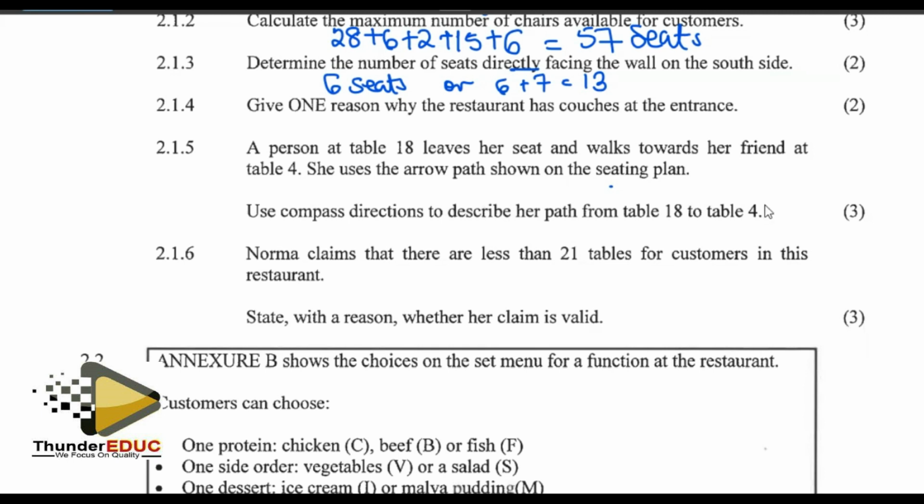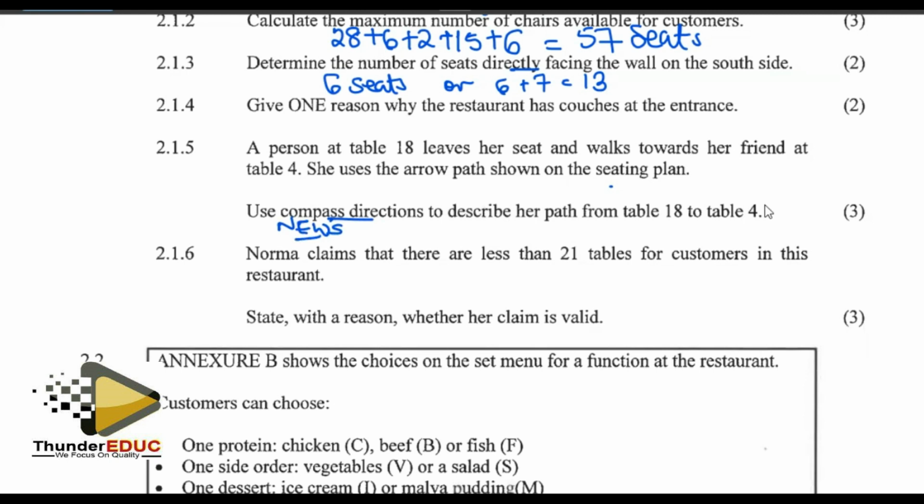When you hear compass direction, what comes to your head? You need to mention north, east, west, and south. At the end, you're looking for NEWS.